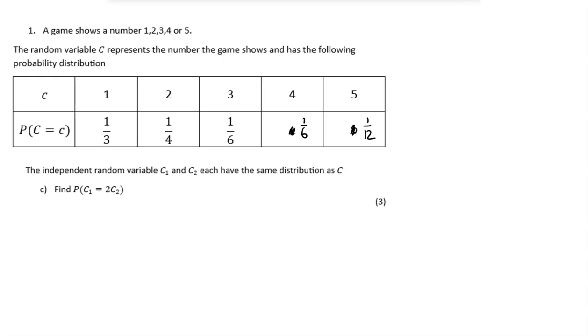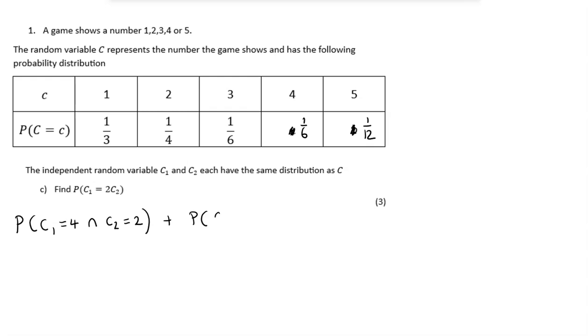So what that means is we're looking for the probability of getting C1 to be 4 and C2 to be 2. Because if you get a 4 the first time, and the second go you got a 2, 2 times 2 is 4. So that's one way this could happen.